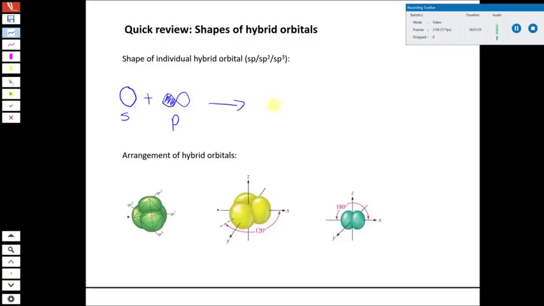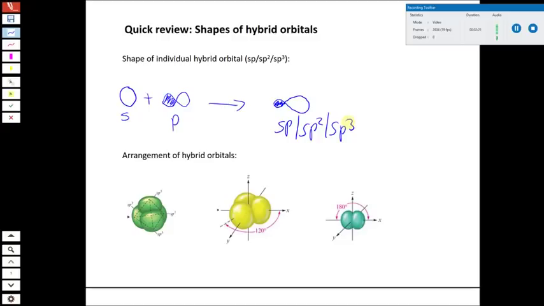What you end up with has two lobes, but they're unequally shaped. So something like this would be an sp, sp2, or sp3 hybrid. Again, there are slight differences between the three that we're not going to worry about. But you get these shapes with two lobes, kind of like a p orbital, but the lobes are not the same size anymore. So if we ask you about the shape of an individual hybrid orbital, that's the picture and the description you want to have in mind.